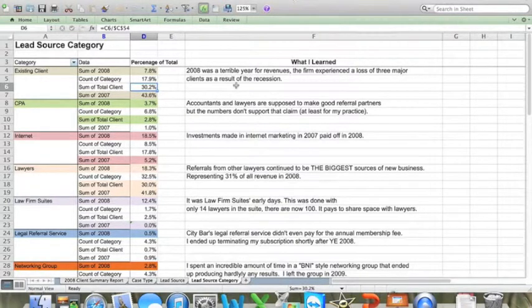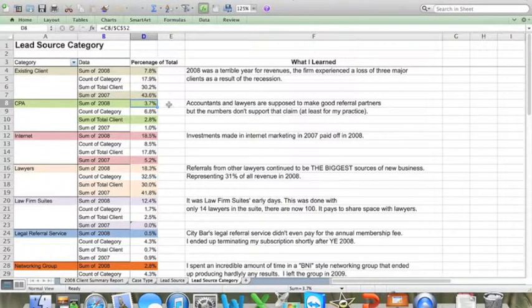So it was a terrible year for us in terms of repeat business from clients, and it really reflected on our revenues. An interesting thing also that we learned this year was we were spending a fair amount of time networking with accountants. Common knowledge is that accountants and lawyers are good networking partners, but you can see from the numbers here that both historically and in 2008, they're not for us.